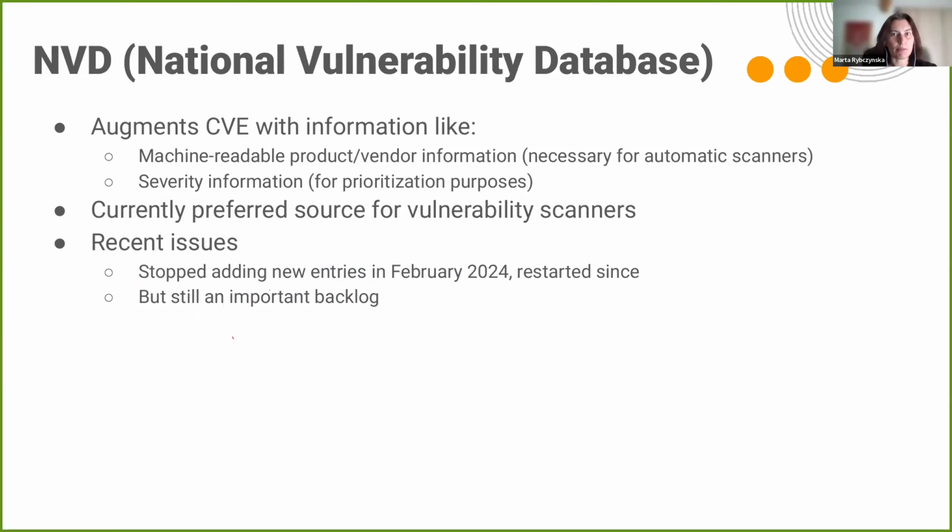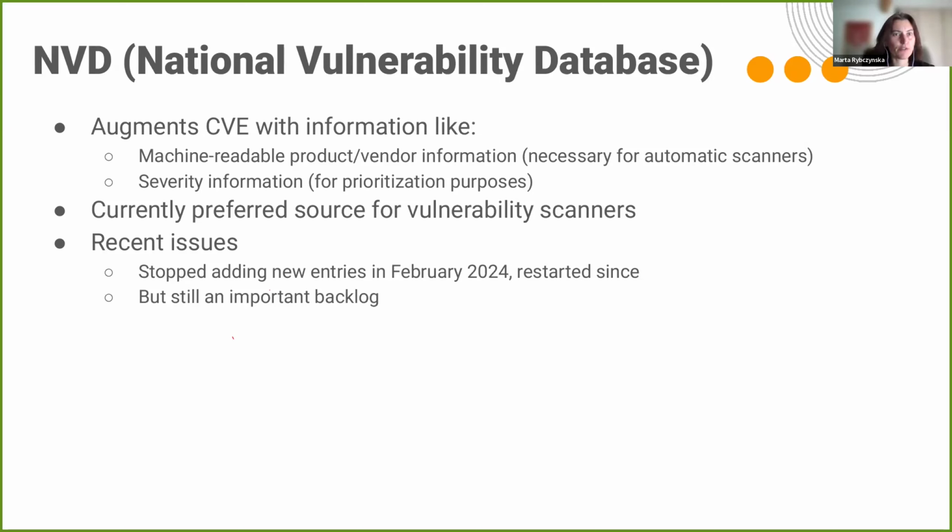Then there is a second database called NVD, the National Vulnerability Database, that basically exists because the data in the CVE database didn't include everything that people needed. And the NVD has been augmenting the data in the CVE database with things like machine-readable product and vendor information, so which product it is and which vendor it is. That is something absolutely necessary for automatic scanners. If you have 300 dependencies in your product, you are not going to have a look at those manually. You need an automatic scanner, and currently automatic scanners quite frequently are based on the NVD database.